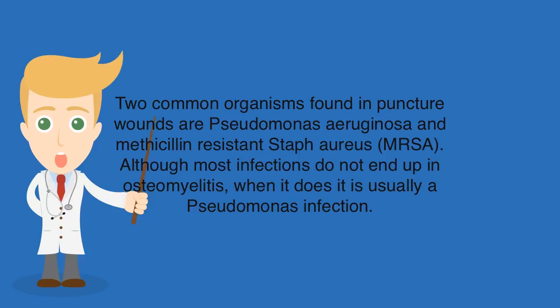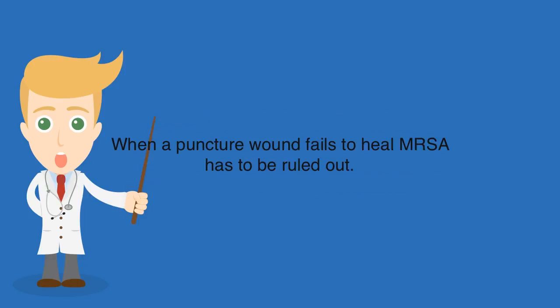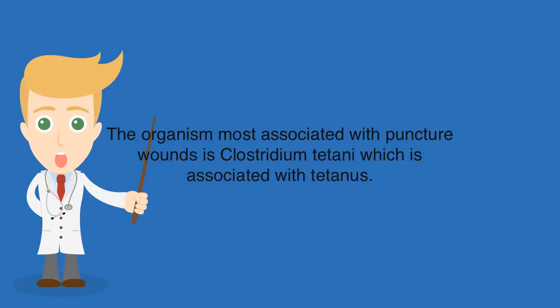Two common organisms found in puncture wounds are Pseudomonas aeruginosa and methicillin-resistant Staph aureus, MRSA. Although most infections do not end up in osteomyelitis, when it does, it is usually a Pseudomonas infection. When a puncture wound fails to heal, MRSA has to be ruled out. The organism most associated with puncture wounds is Clostridium tetani, which is associated with tetanus.